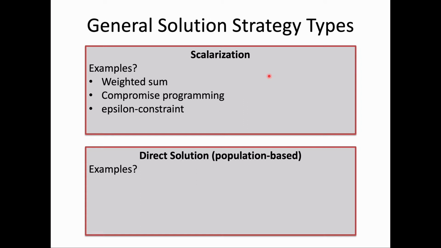Direct solution method examples, at least one, includes the multi-objective genetic algorithm. Here we have a whole population of designs, and this population is changing through the generations, and because we're looking at many different designs simultaneously across a population of designs, we can move toward non-dominated points through this process.